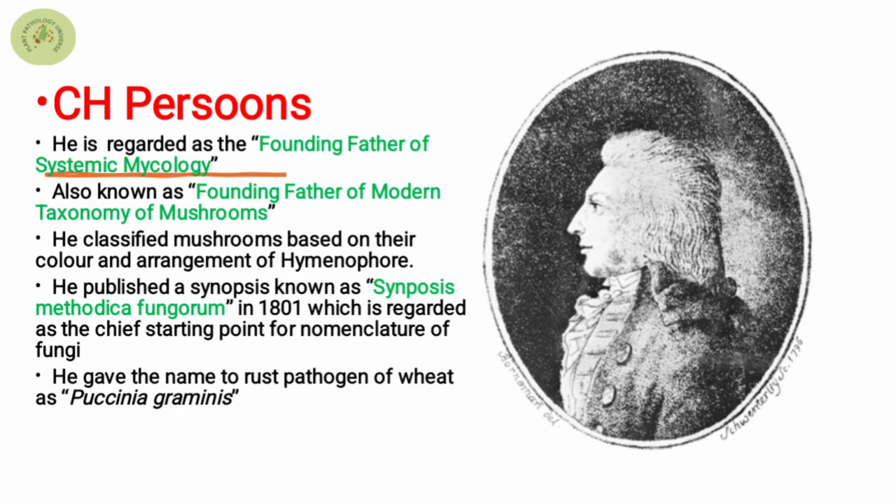Okay, so that name, Tilletia caries for bunt, was given by Prevost, and the name Puccinia graminis for the rust was given by Persoon. Okay, so this you can remember.